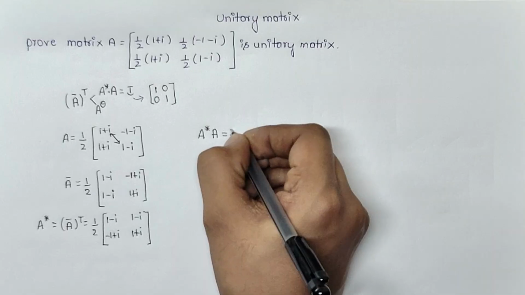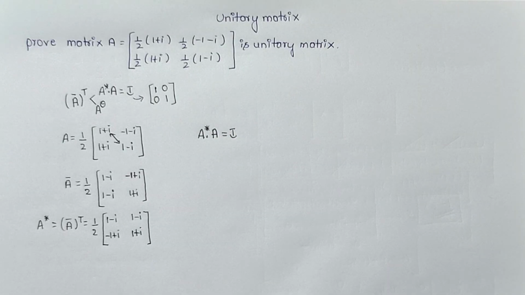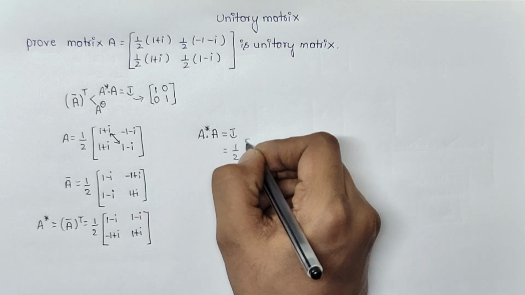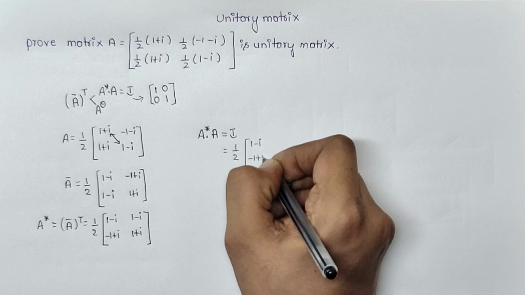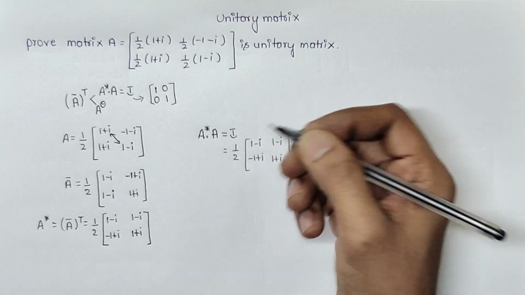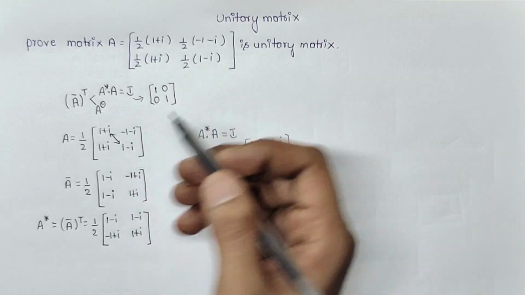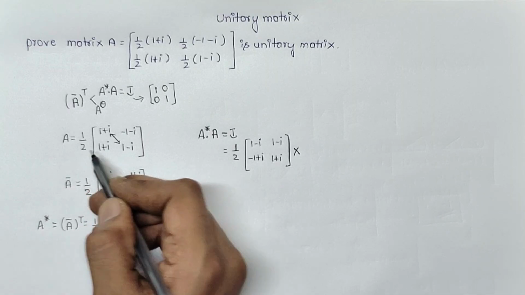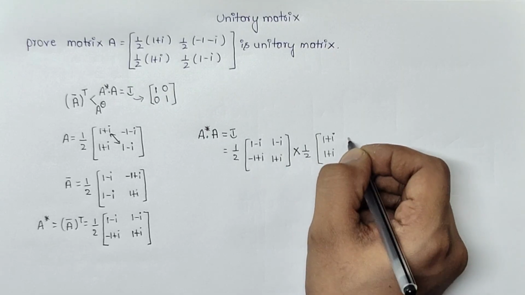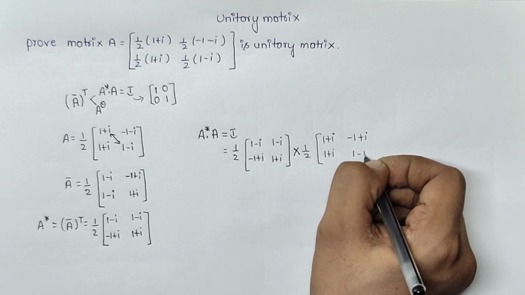If we multiply the conjugate transpose and the matrix A, and get the output matrix as the identity matrix, then we can conclude the given matrix is a unitary matrix. So A star value we got here, that is 1 by 2 into 1 minus i, minus 1 plus i, 1 minus i, 1 plus i. And we also know the value of A. You should not take the A which has been given in the question. You must take the A value in which you have taken out the common element. That is 1 by 2 into 1 plus i, 1 plus i, minus 1 plus i, 1 minus i.